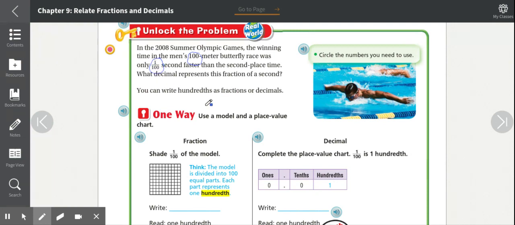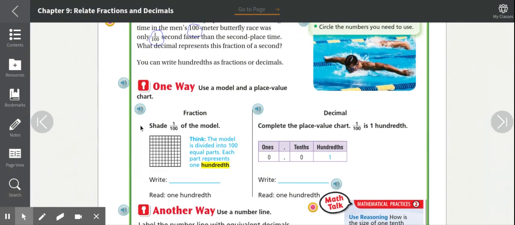Now, one way we could do it, like we talked about Friday, was to use a model and a place value chart. So here is our model and our decimal with the hundredths chart. The place value chart. So 1/100th of the model.